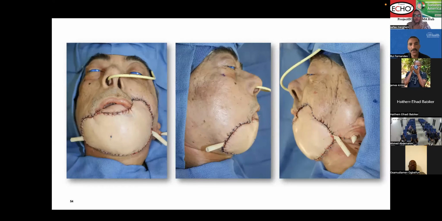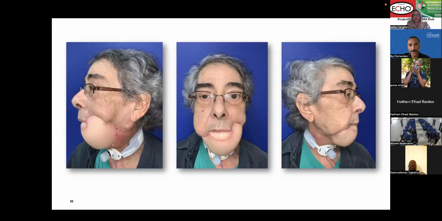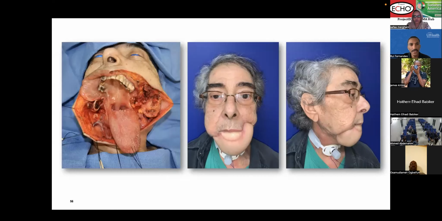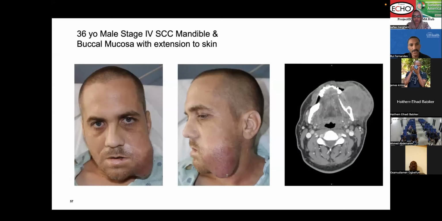This is her post and prior to getting radiotherapy or in the middle of radiotherapy. So we've gone from that to that with 1 large chimeric flap. You can also do it in terms of stage, as you can see here.